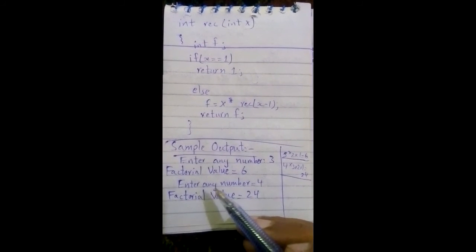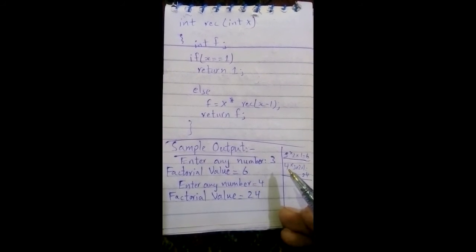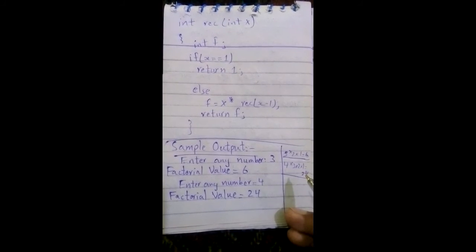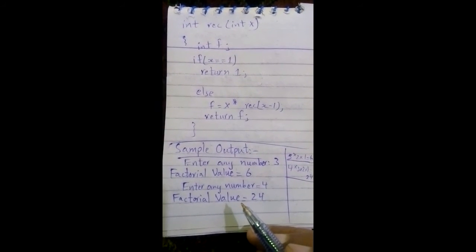Then if the user enters 4, then all the numbers less than 4 are multiplied with 4. 4 into 3 into 2 into 1. 4 3s are 12 and 12 2s are 24. 24 1s are 24. The value 24 is printed on the screen as the factorial.